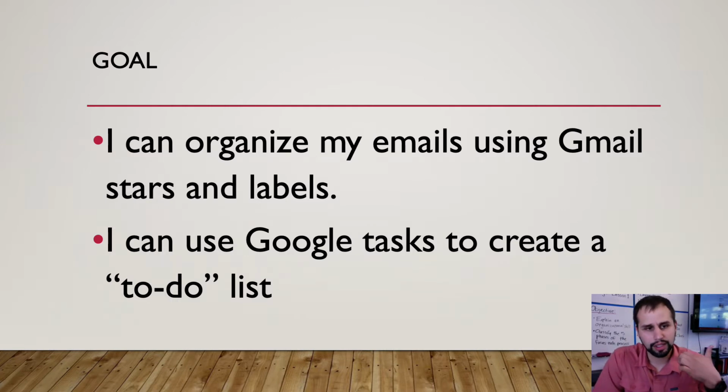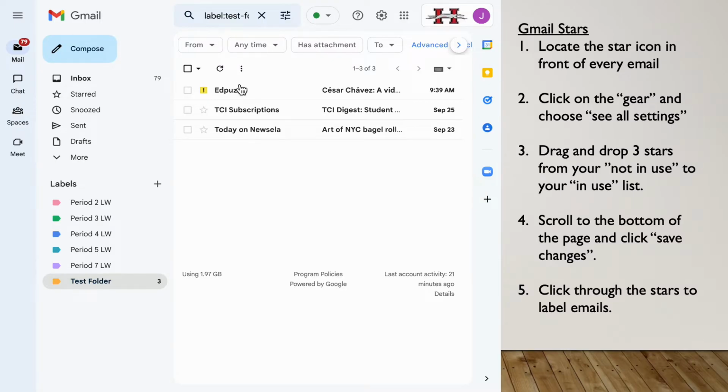Your goal should be that you can organize your emails using Gmail stars and Gmail labels, and that you can use Google Tasks to create a to-do list. So let's start off with Gmail stars.